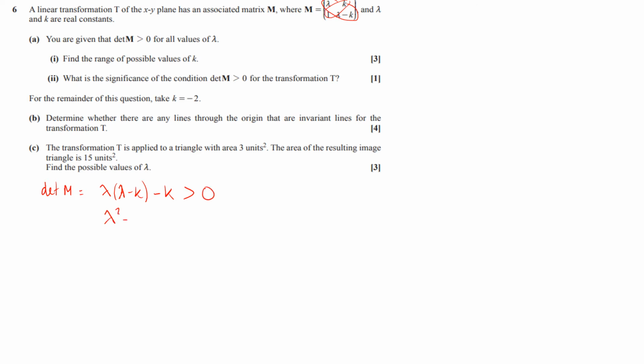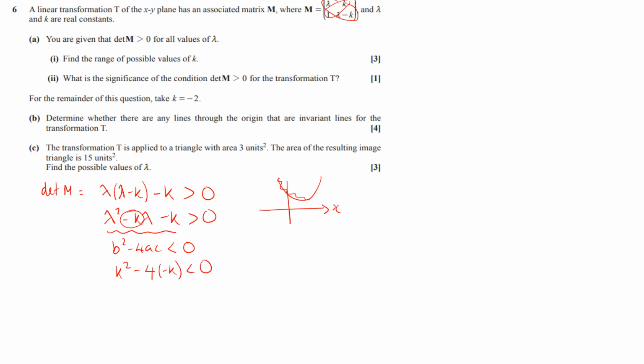Lambda squared minus k lambda minus k. Now we've got a quadratic in terms of lambda. Now for a quadratic to be bigger than 0, you think of your graph, the whole of the graph is above the x-axis. It's got no real roots, and therefore the discriminant b squared minus 4ac must be negative when we've got no roots. So let's do the discriminant of this quadratic in terms of lambda. B is minus k, and we've got to square it, so that will be minus times minus, it'll just be k squared, minus 4 times 1 times minus k.